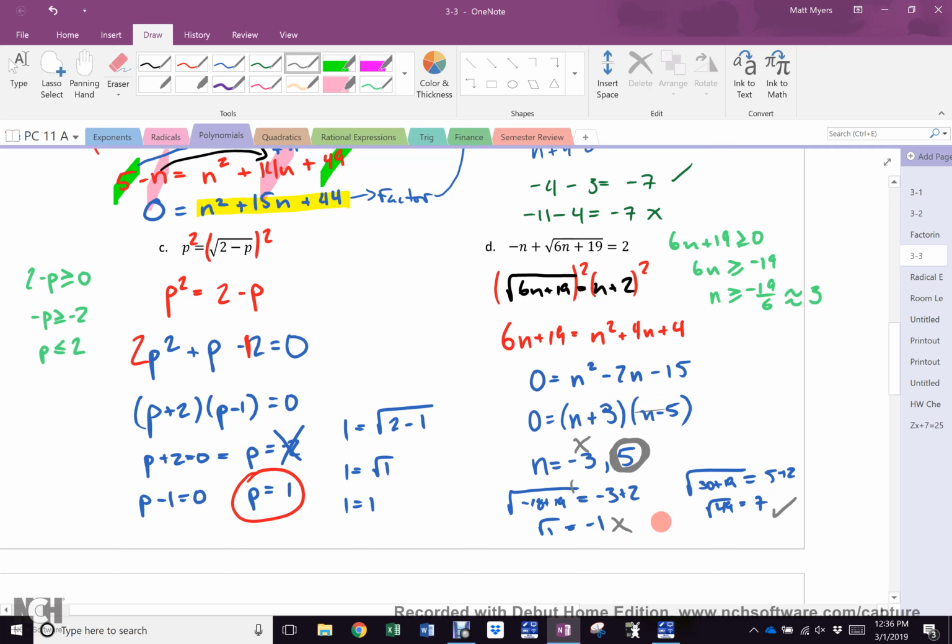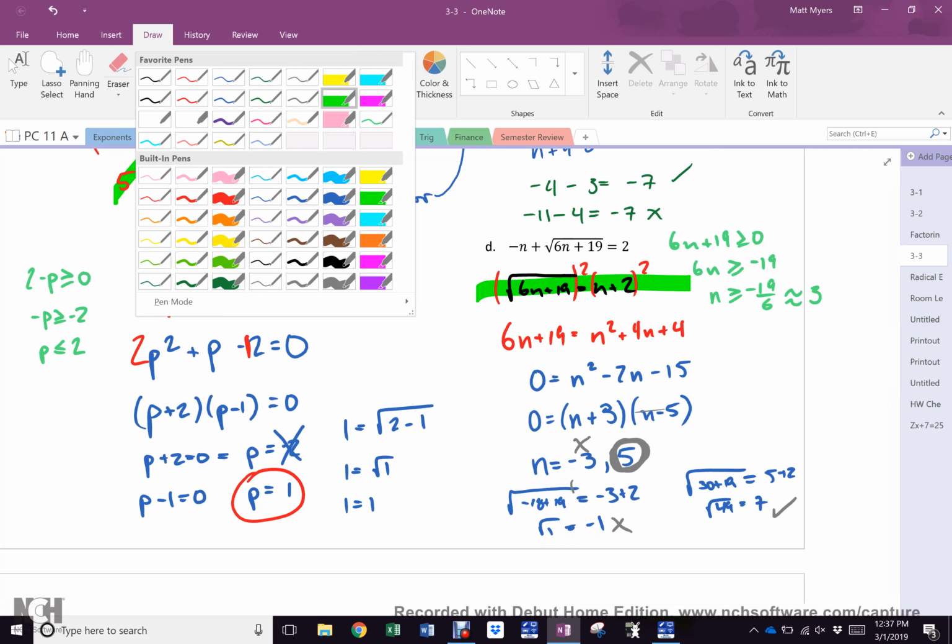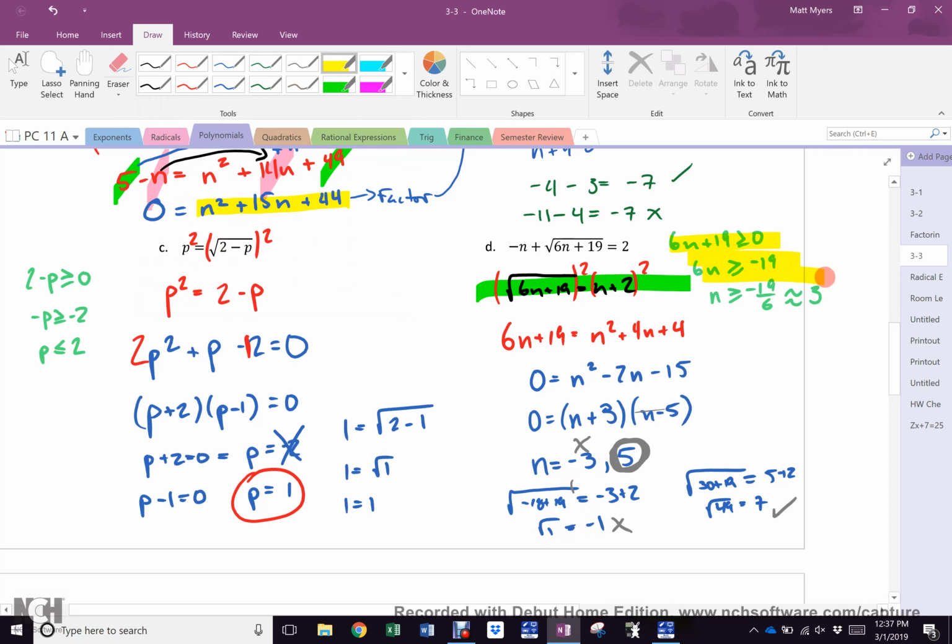Then I check them. When n is negative 3, I can check it right here. Negative 6 times negative 3 is negative 18. Negative 18 plus 19 is positive 1. Negative 3 plus 2 is negative 1. Does the square root of 1 equal negative 1? No. So negative 3 doesn't work. And of course, you remembered to check your restrictions.